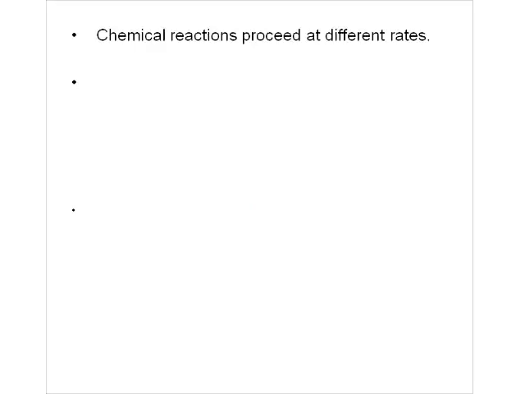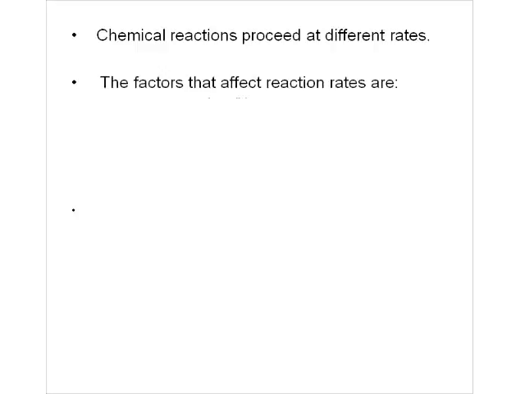Okay, chemical reactions, therefore, we see from these diagrams proceed at different rates. And there are 5 or 6 factors that affect the rate of a chemical reaction, how we can speed up a chemical reaction or how we can slow them down.